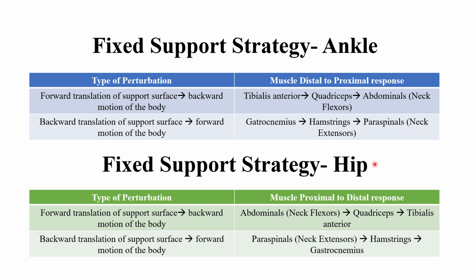Likewise, in similar situations, if hip is the predominant strategy that we are following, then the muscles will activate from proximal to distal response, which is very similar to what we saw here. So if it is a forward translation of the support surface, you might see an abdominal followed by quadriceps followed by tibialis anterior. If it's a backward translation of the support surface, that means it is pulled in the backward direction, whatever you are standing on, then your paraspinals, which are neck extensors, will act with back extensors followed by hamstrings and your gastrocnemius muscles.